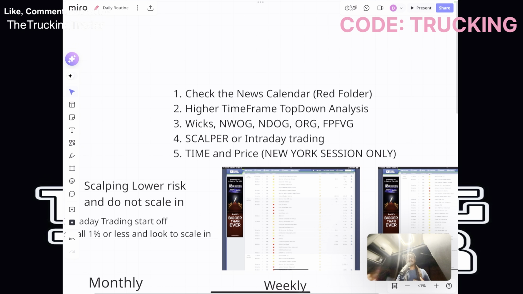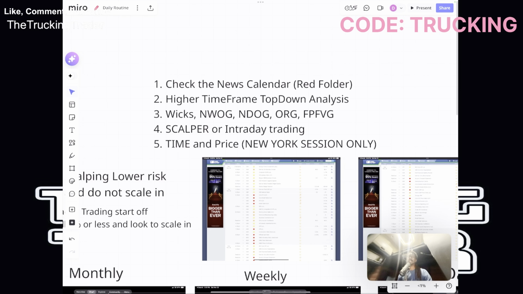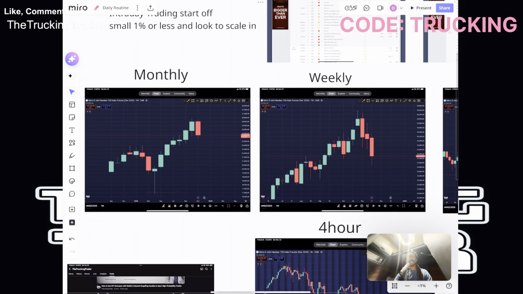And then obviously, when I'm looking at the monthly, the weekly, the daily, the 4-hour time frame, the things I like to focus on are the wicks, you guys. I like to focus on wicks. I like to focus on new week opening gaps. I like to focus on new day opening gaps, opening range gaps, and sometimes I will use the first presented fair value gap. Those are the only things that I primarily use, you guys.